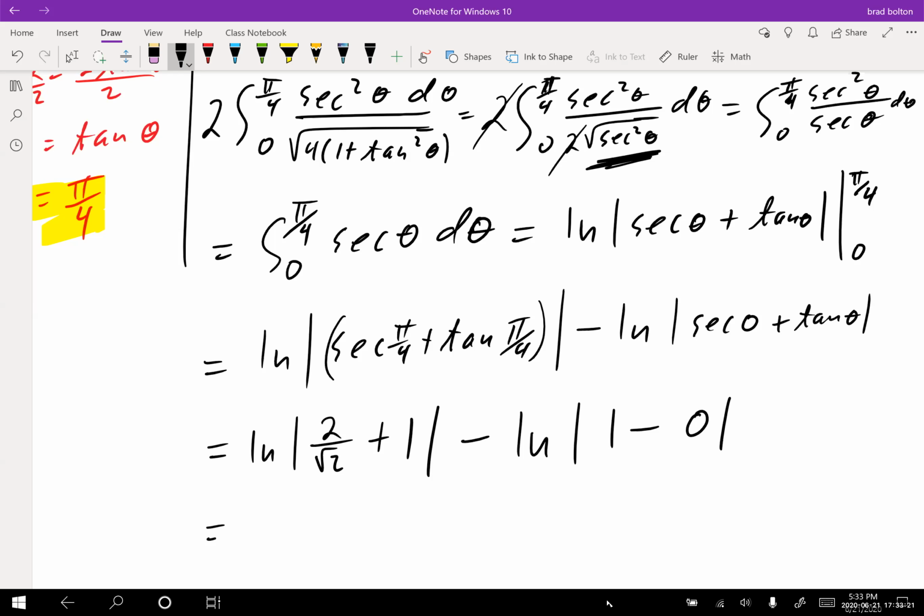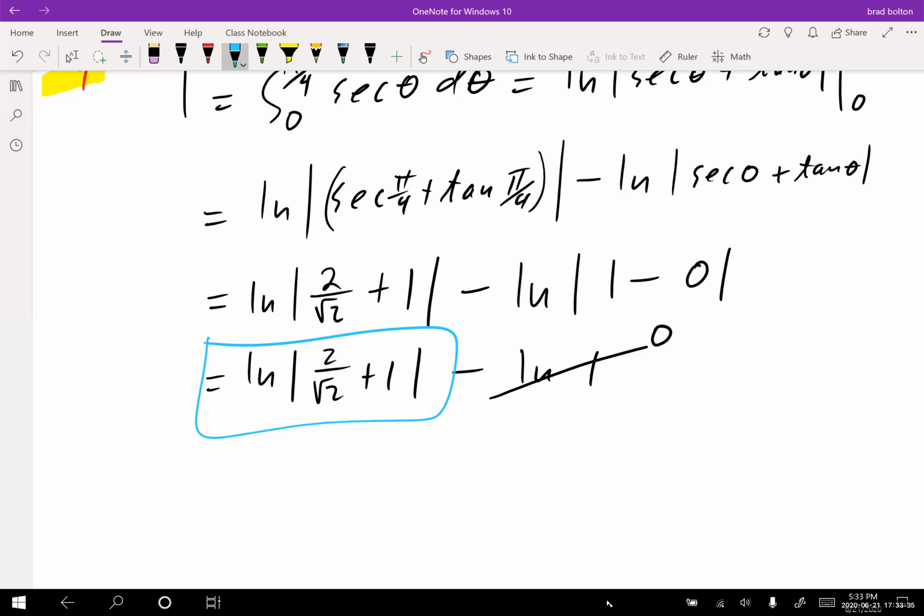So then this would become natural log of 2 over square root 2 plus 1, minus ln of 1, which we know becomes 0. So this is our official answer. I think in the book, they might try to clean it up. They might try to rationalize the denominator, right? So the 2's will cancel, and we'll just be left with square root of 2 plus 1, plus 0. So that would be our answer, the natural log of the square root of 2 plus 1.